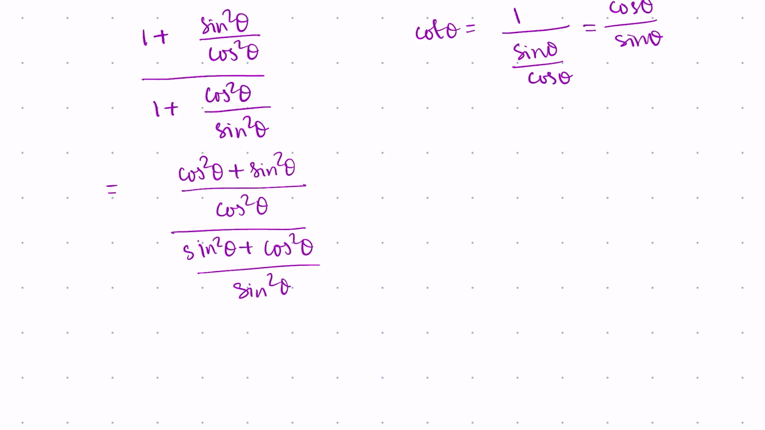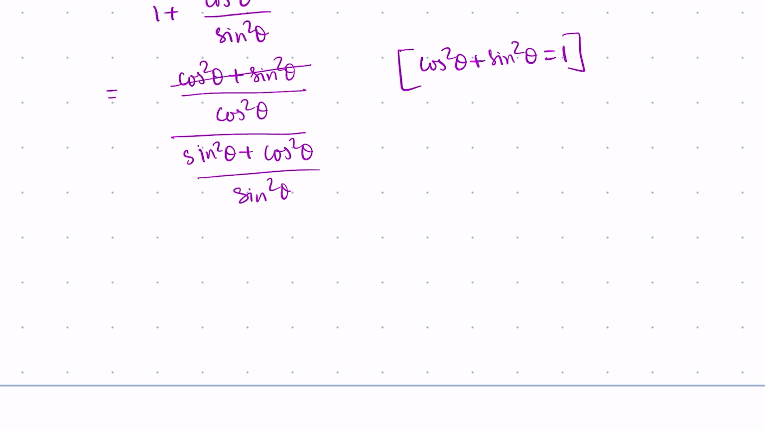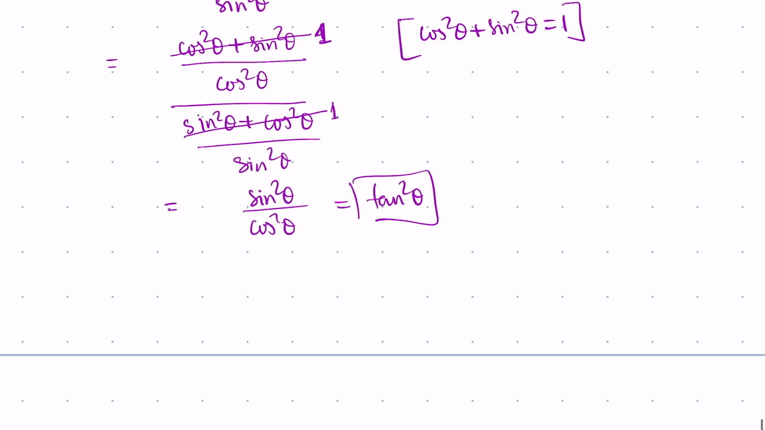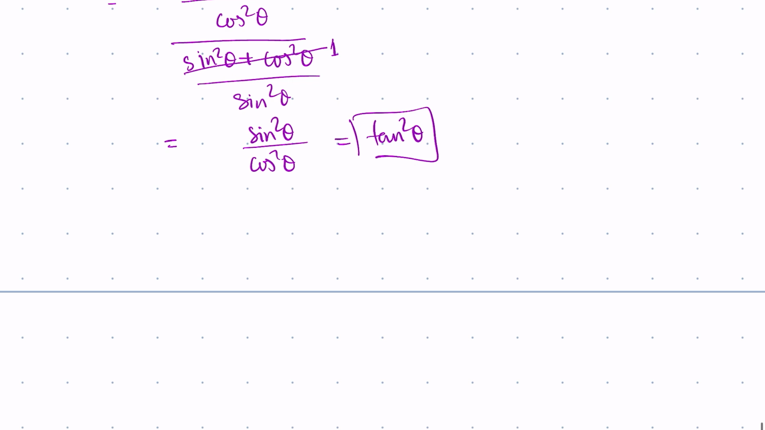So we know that cos squared theta plus sine squared theta is equal to 1. Using that result, this is just 1, this is also 1. Therefore we get sine squared theta by cos squared theta, which is equal to tan squared theta. So that's our answer. That's the simplest form, right? So we move on to question number 18 now.